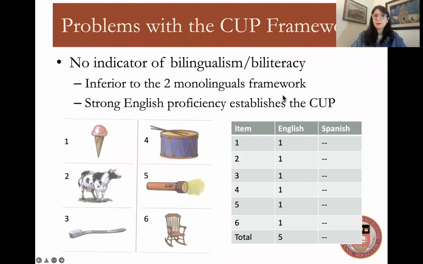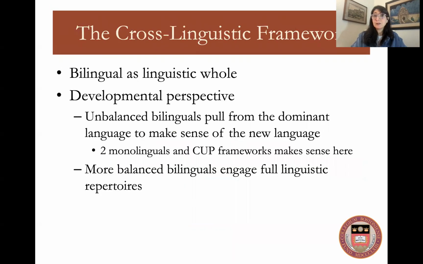So the problem with this framework is that there's no indicator of bilingualism and biliteracy. So you get two different scores, and this is a problem if you look at the fact that maybe combined, you could get a better score, and we've seen that through research. So that we will see through the third framework, which is a cross-linguistic framework.